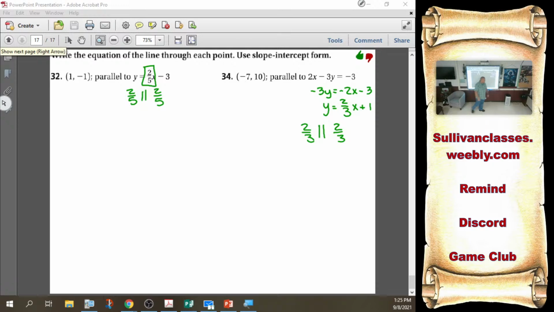That's on me. I wasn't reading. I assumed. That's on me. Is that just the answer without... Oh, no. I haven't got to the equation yet. I'm just writing the slope.